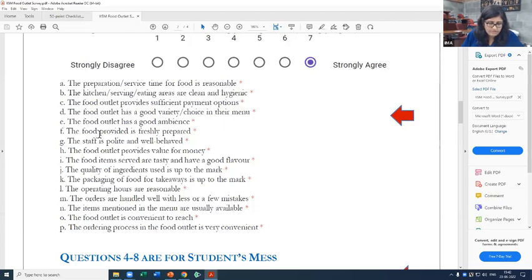"Food outlet has good ambience, freshly prepared." See, you never know if food is freshly prepared. You only know when the food has gone stale. So again, it's hard to gauge if the food is freshly prepared.